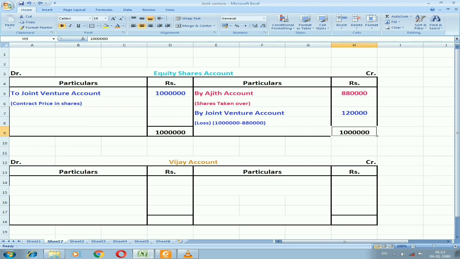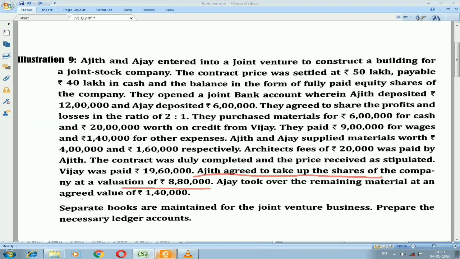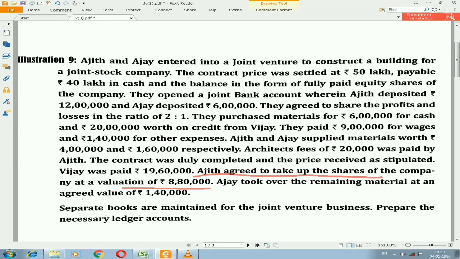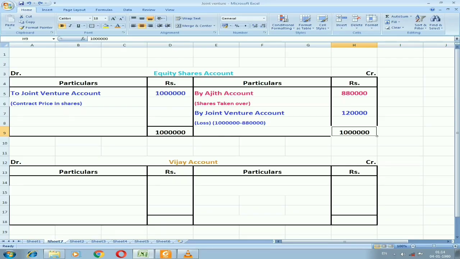So what is the amount which is received by the Vijay? First we need to record that. Joint venture is paying money to Vijay with the amount of 19,60,000. That we are supposed to record. So you can see here 19,60,000 which is paid for him. So let us record that in the debit side of the Vijay account. On the Vijay account, on the debit side, joint bank account, payment made with the amount of rupees 19,60,000.